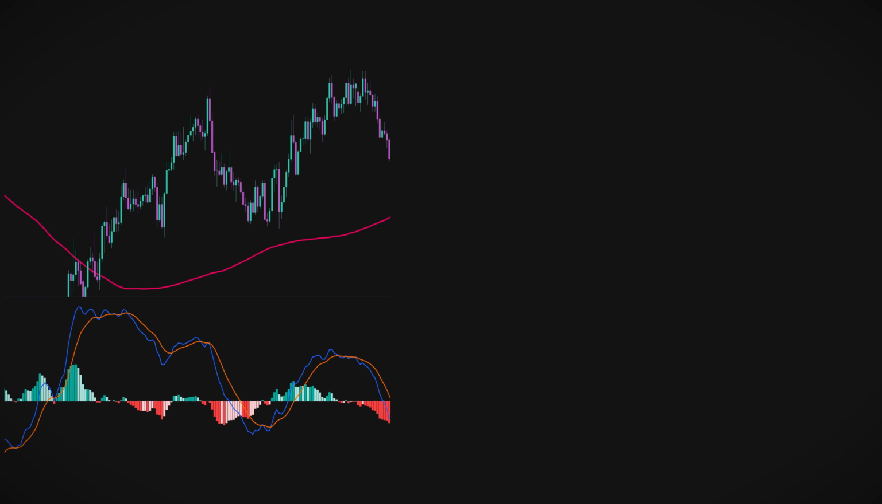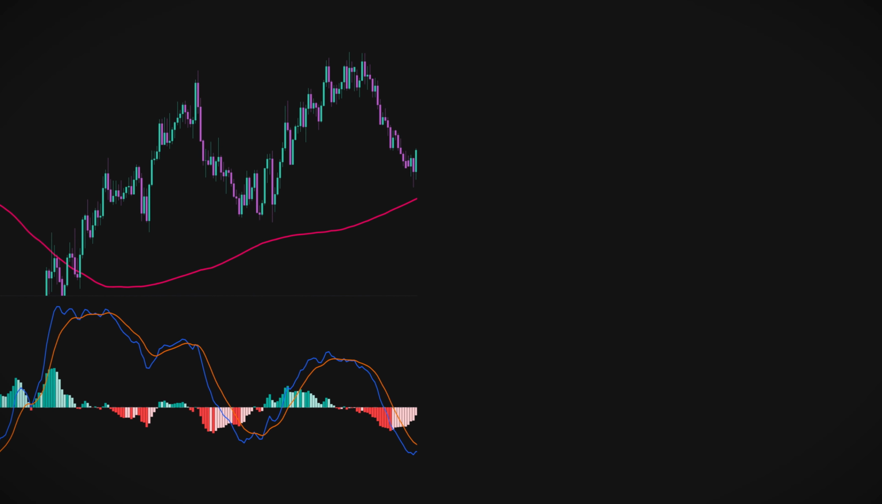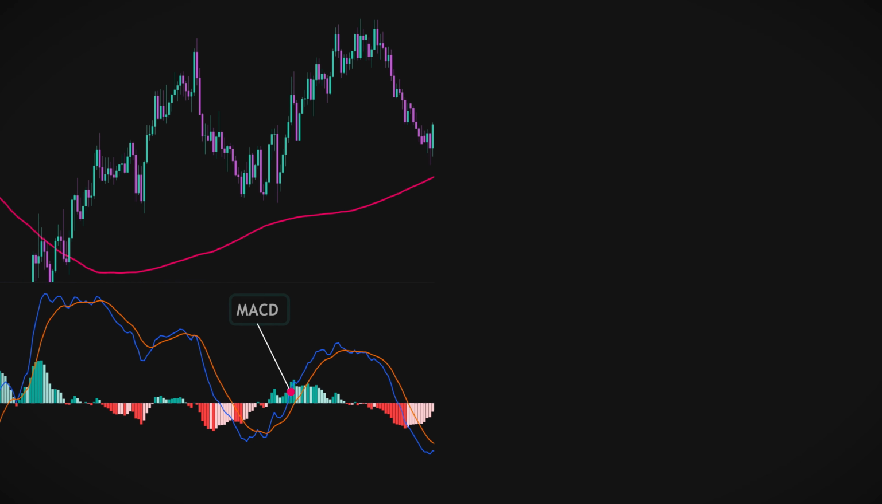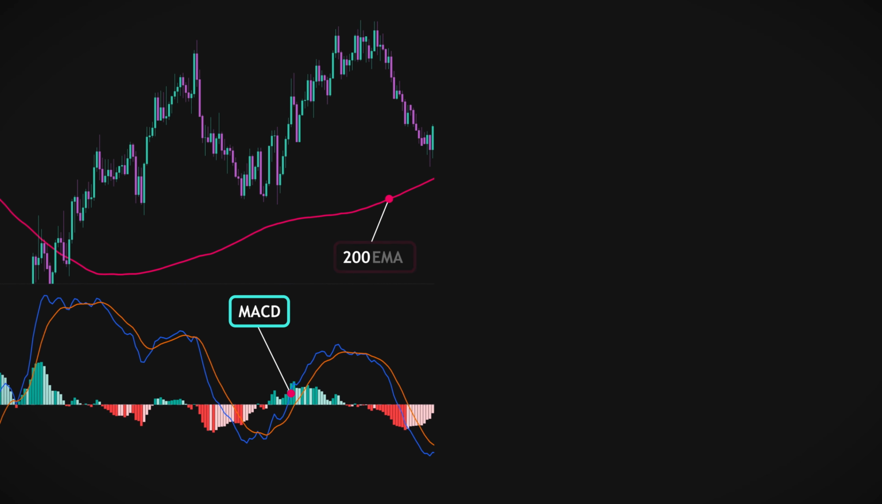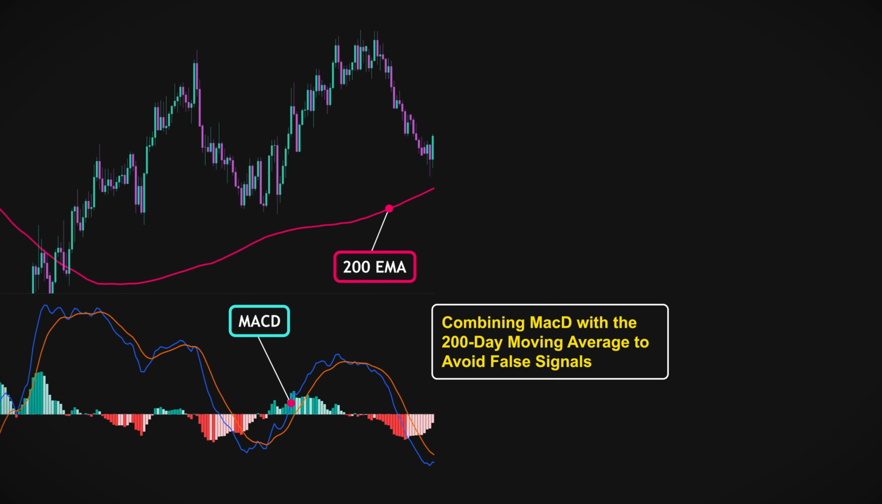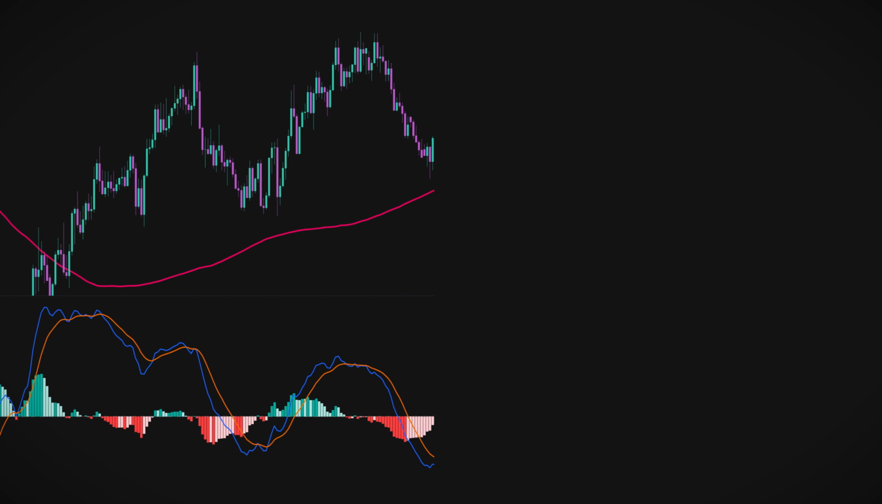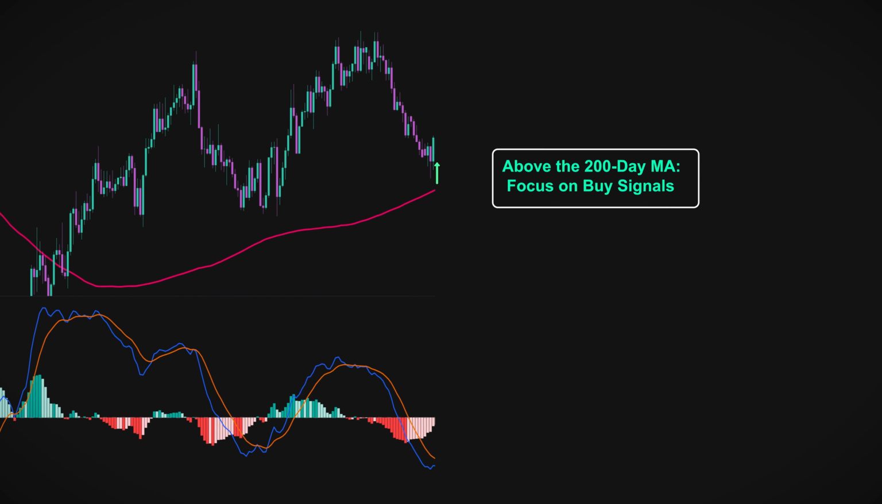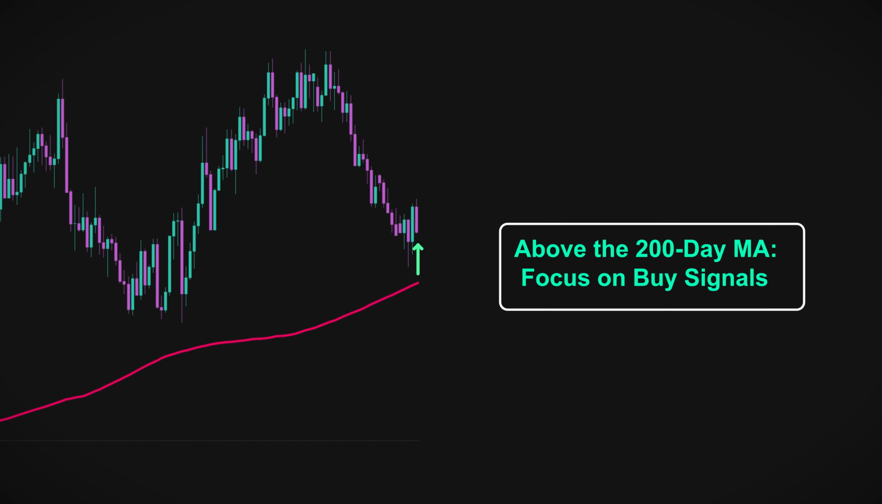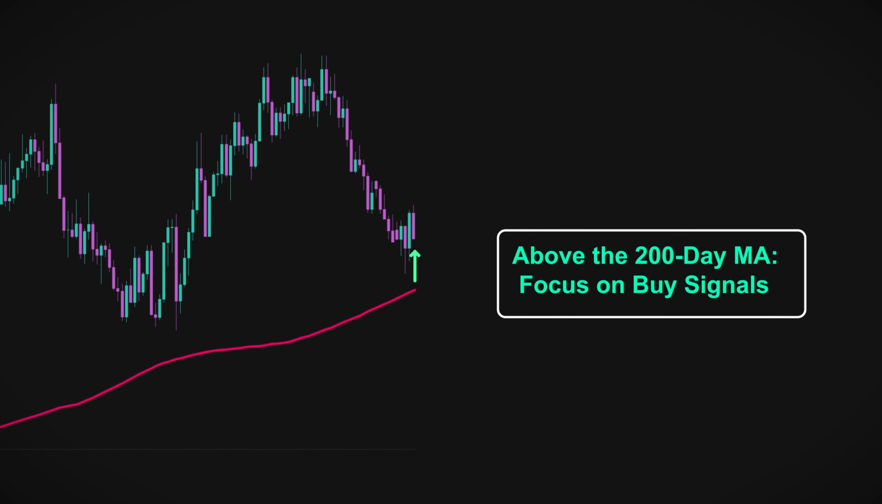The MACD buy strategy is a straightforward way to enter long trades during a bullish market with strong momentum. It combines the MACD indicator with the 200-day moving average to improve accuracy and reduce false signals. First, check the market trend using the 200-day moving average. If the price is above it, the market is in an uptrend, and you should only consider buying.